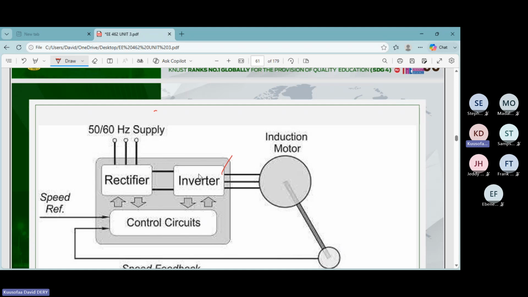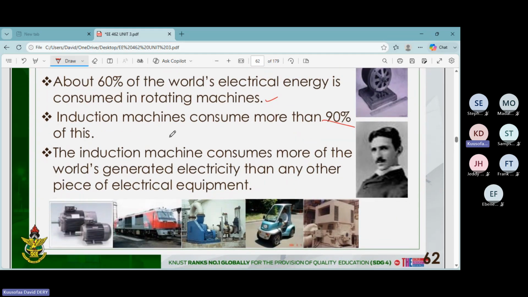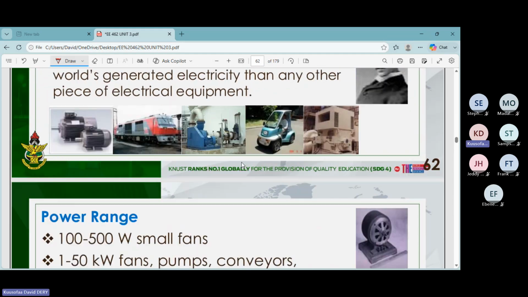and an inverter. So definitely there'll be a DC link here. You take the three-phase AC, you rectify it to DC, and you use a PWM inverter to modulate the output frequency and voltage and feed it to the induction motor. So that is what we are going to be looking at. About 60% of the world's electrical energy is consumed by rotating machines, and 90% of it is consumed by induction motors. So they consume much of the energy that is generated, right?